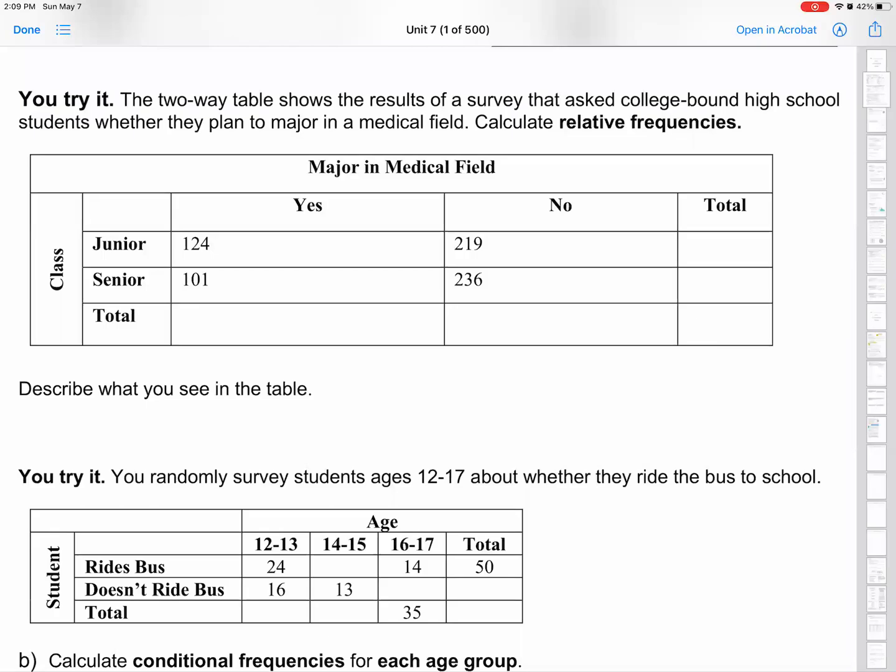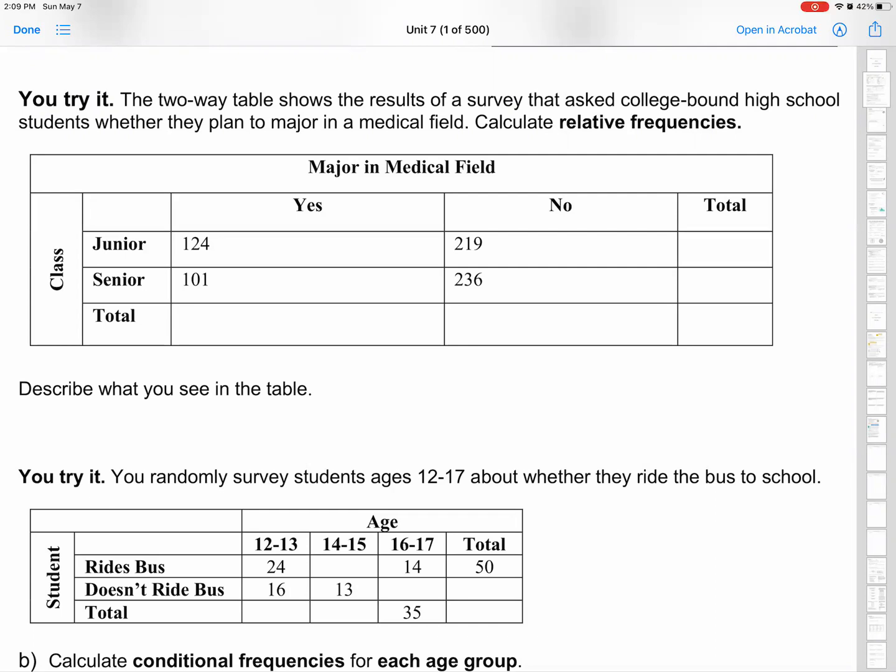All right, here we are at our 7.17 notes. Now we're kind of just looking at marginal distribution and joint probability as well. So to find out these items, we are on the you try it with the major and medical field. As you guys can see, we have some juniors, some seniors, some of those going into the medical field and others not, filled in with some of the data.